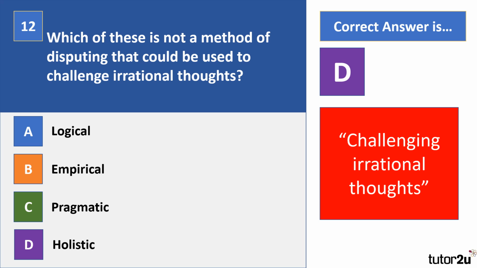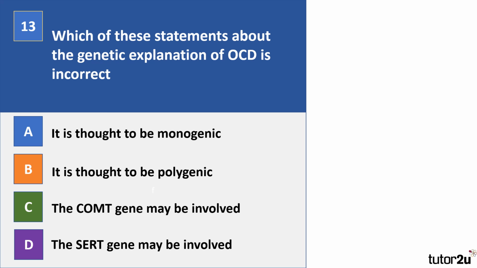Question 13. Which of these statements about the genetic explanation of OCD is incorrect? So we've got A, it's thought to be monogenic. B, it is thought to be polygenic. C, the COMT gene may be involved. D, the SERT gene may be involved. So pause the video.